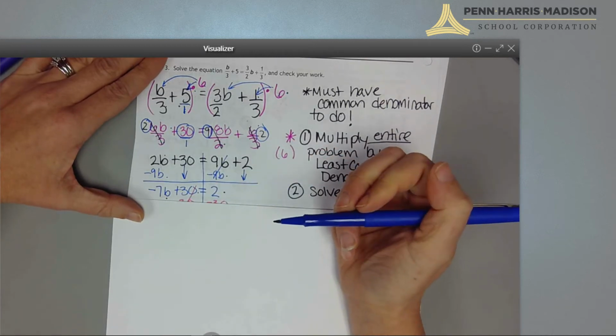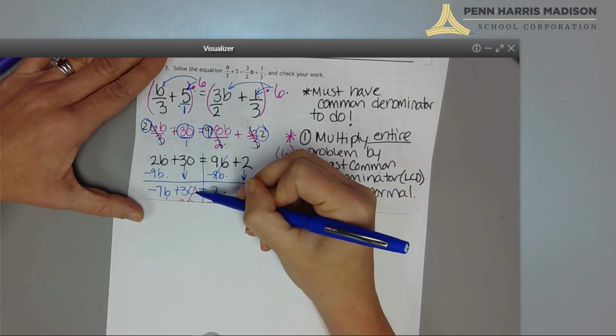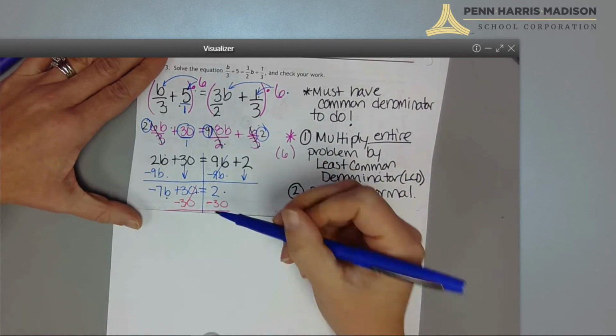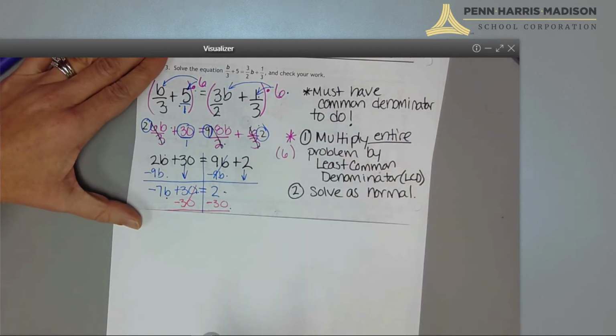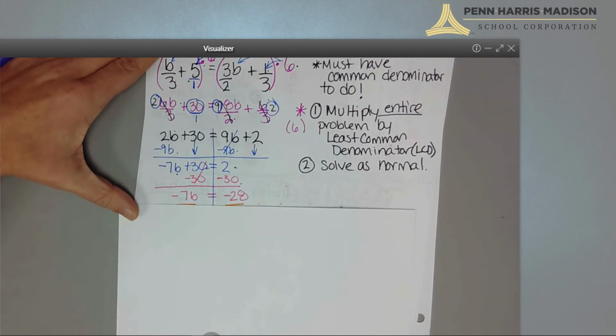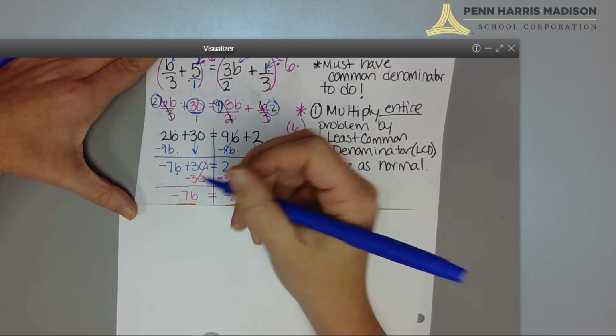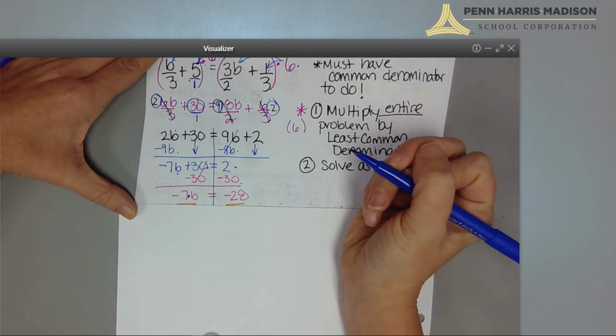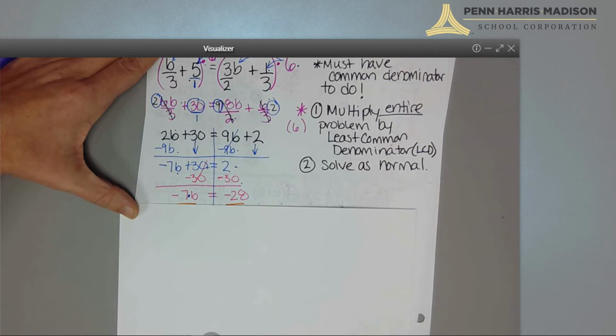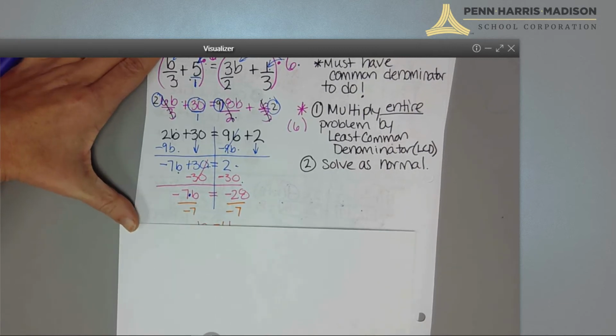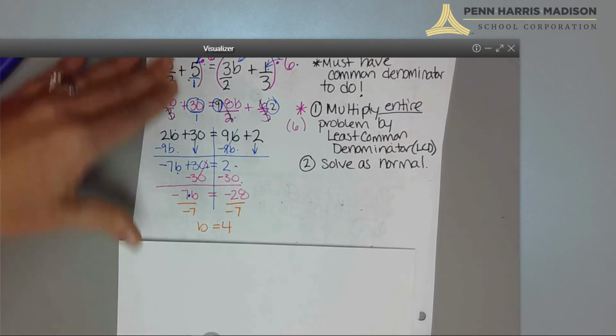Get your numbers to the right. So to get rid of a plus 30, we're going to minus 30, minus 30 on both sides. Watch your negatives. And we get that -7b equals -28. Next step, last step, get rid of the multiplication using division. I'm going to divide both sides by -7 to get that b equals +4.